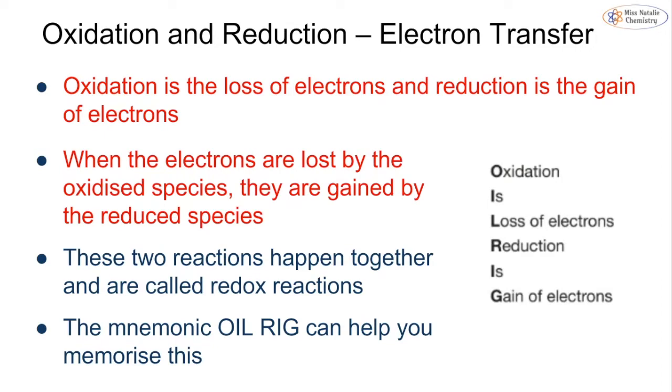Now, the most common way that we will explain oxidation and reduction isn't actually through the gain or loss of oxygen, it is about electron transfer. Oxidation is the loss of electrons for a substance, and a reduction reaction is the gain of electrons. So one species in a reaction is going to lose electrons, and those electrons that are lost are going to be gained by something else in the reaction. Because these two things happen together, we call these redox reactions.